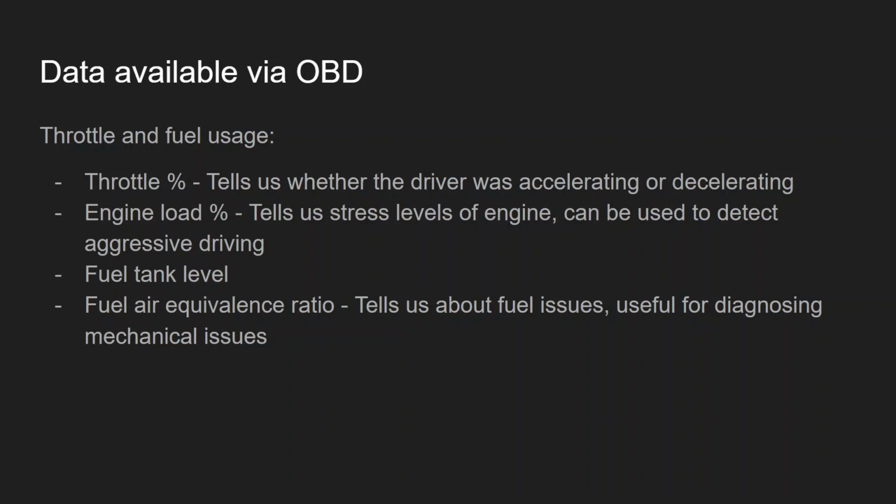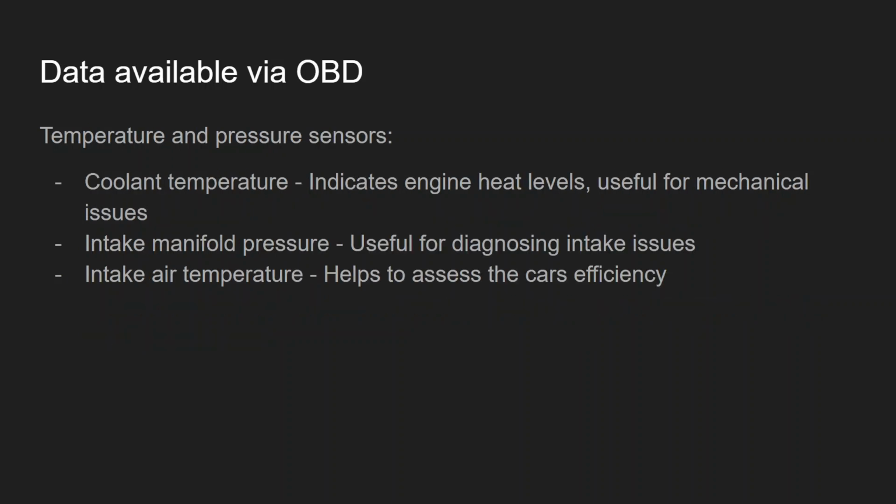Next we have throttle and fuel usage. Throttle percentage tells us whether the driver is accelerating or decelerating. Engine load percentage tells us the stress levels of an engine and can be used to detect aggressive driving. And we have fuel tank level and fuel air equivalence ratio, which can tell us about fuel issues and is useful for diagnosing mechanical issues. A common theme with a lot of this data is it's designed for mechanics. So a lot of it may not be directly useful to an investigation, but there are a few important parts we can pick out.